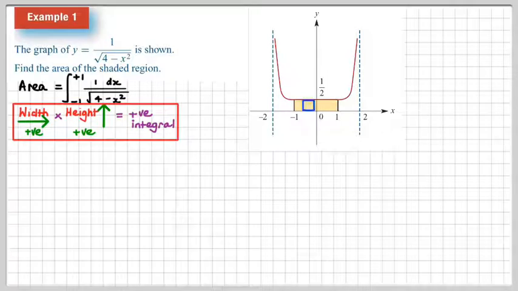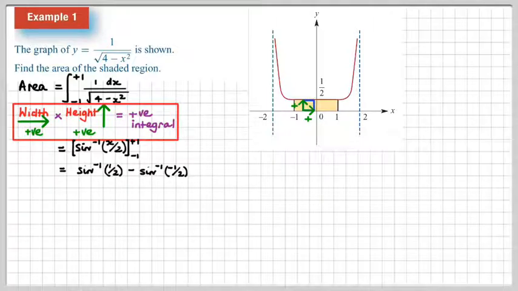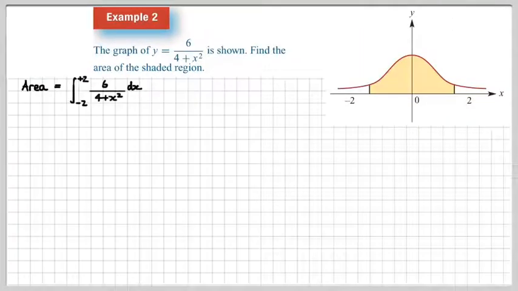Yeah, there it is. Look over there, have a look. We've got a positive width, we've got a positive height, so we're going to get a positive integral. So therefore, you know what to do now. You just go ahead and do it, and you get that. And evaluating that, we're going to get that, and we're going to get that. Pi on 3 is the integral, which is also the same as the area. Okay. Very good. Next one.